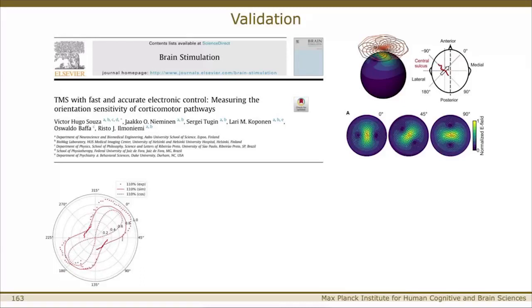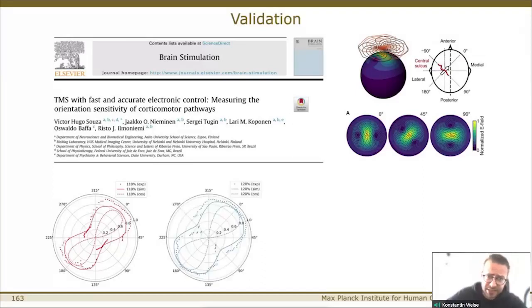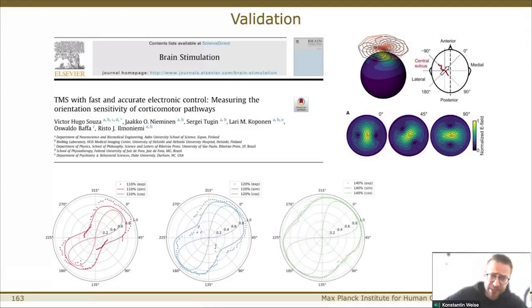So the dots here show the MEPs measured at different electric field angles, and the solid line is the prediction of our model, and the dashed line is the cortical column cosine model. If we increase the stimulation intensity to 120% RMT, for example, you see that this directional sensitivity gets weaker, and our model is still able to replicate this behavior. And even at 140%, you see that we almost get a circle.